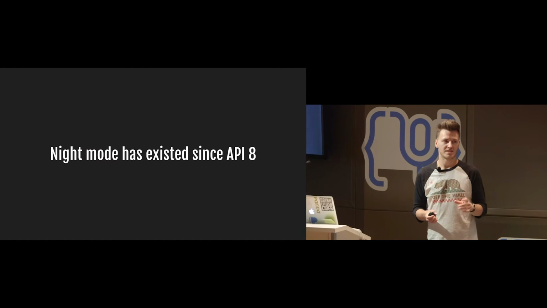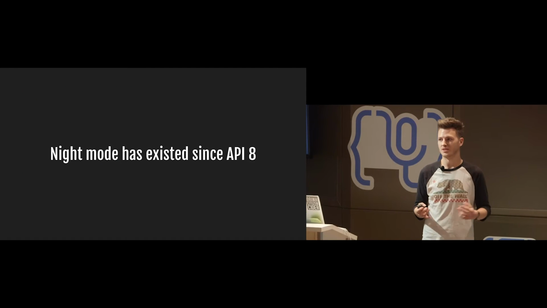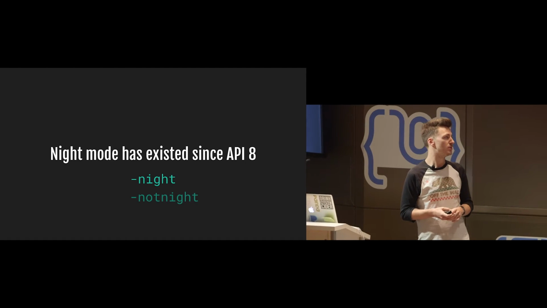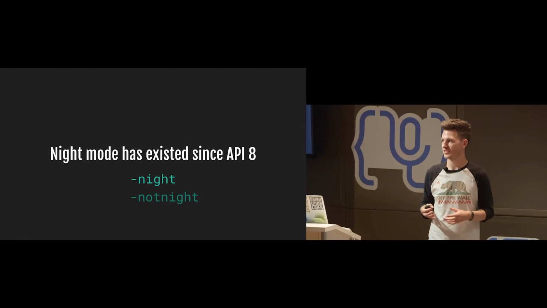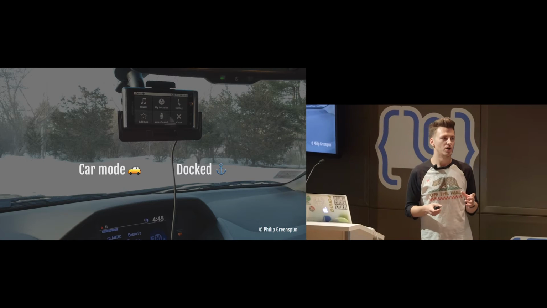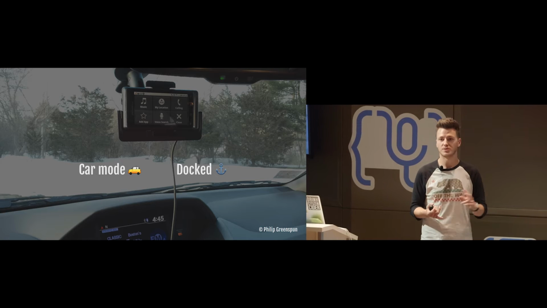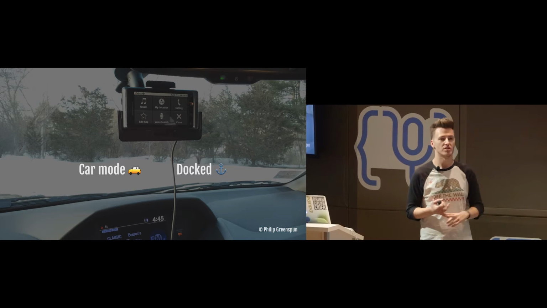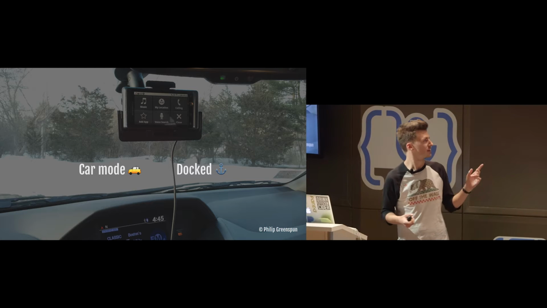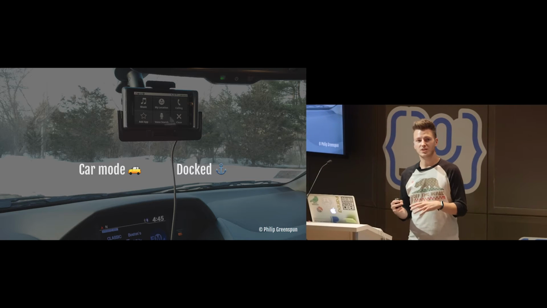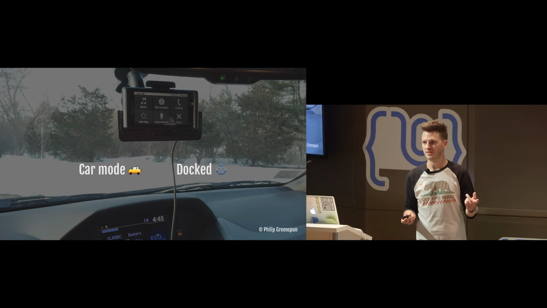Now, night mode has actually existed in the framework, in Android, since API 8. And it was exposed via 2 resource qualifiers, -night and -notnight. But the trouble is, they were only actually used in 2 situations. Number 1, you were in car mode, and number 2, you were docked. So you can see a Motorola Droid, I think that is, running the car home. And night mode is only used when it was in that dock, basically.